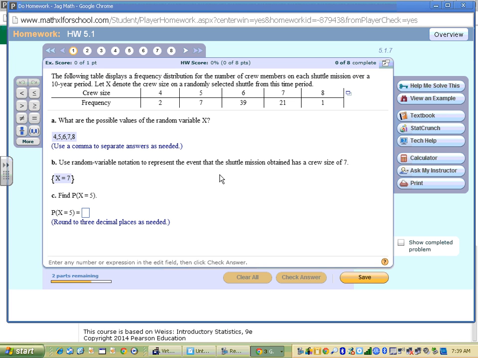Moving along, find the probability that x equals 5. Okay, so this is where you're going to need a calculator. You'll need to find the sum of the frequencies, because that'll be the total number of crews that have gone up on this shuttle mission. And you'll need that total, and you'll have to divide the frequency in the category for 5. You'll have to divide 7 by that total. Okay, so hopefully you get the idea there.